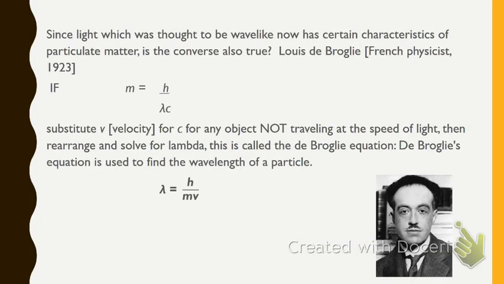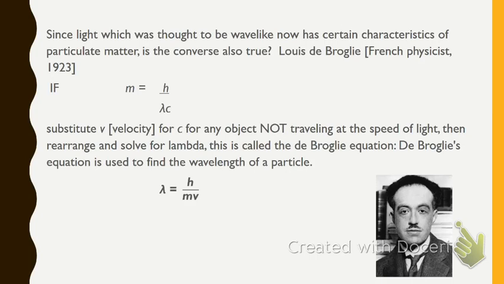Okay. Here we have another equation. Since light was thought to be a wave, and we now know that it has some particulate behavior, is the converse also true? So Louis de Broglie substituted velocity for the speed of any object not traveling at the speed of light, and then you rearrange and solve for lambda, and this is called de Broglie's equation. De Broglie's equation is used to find the wavelength of a particle.